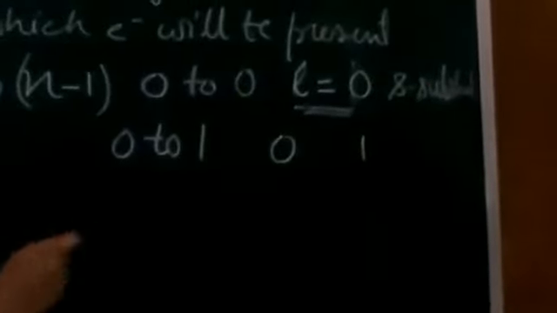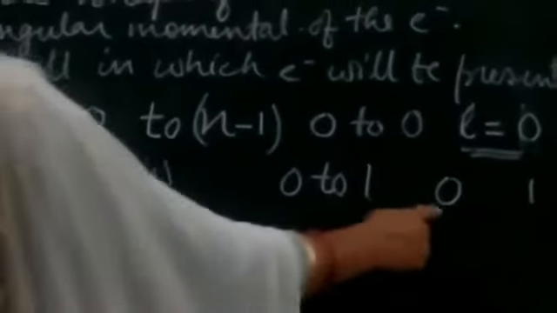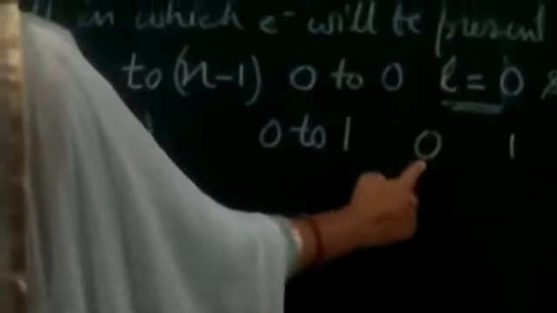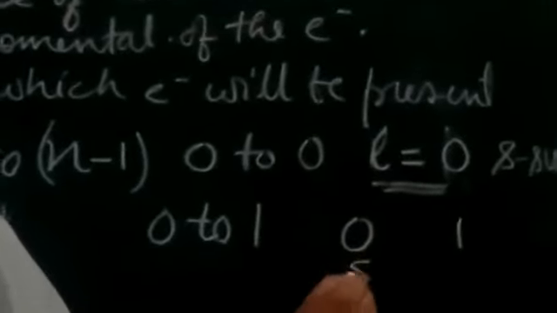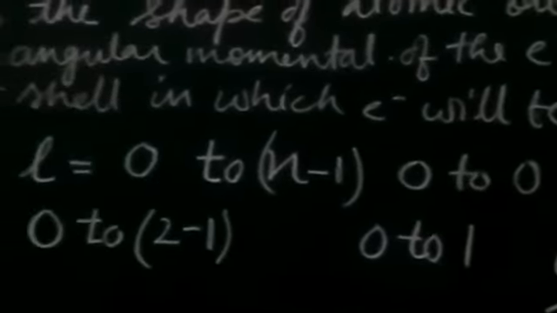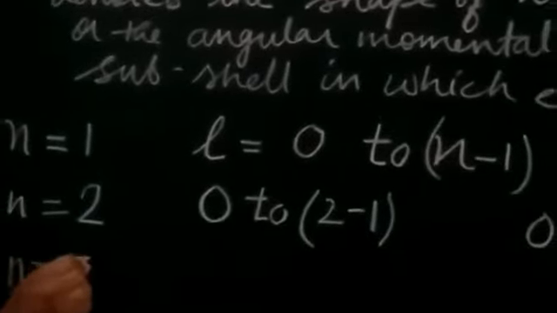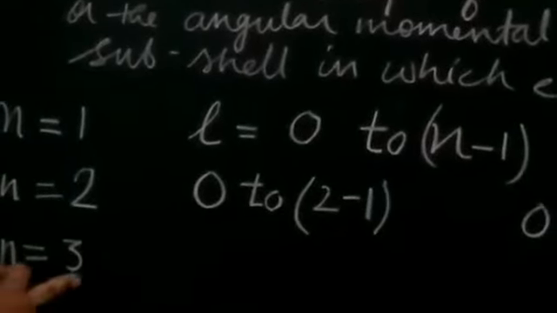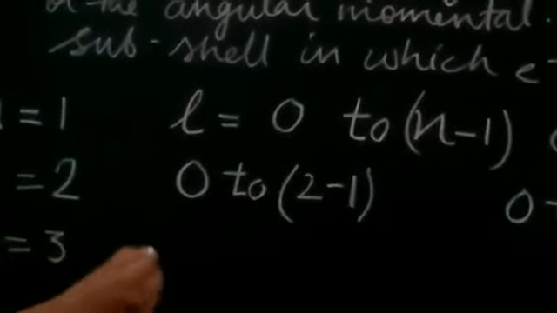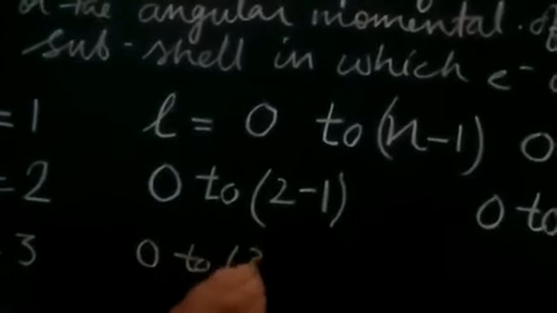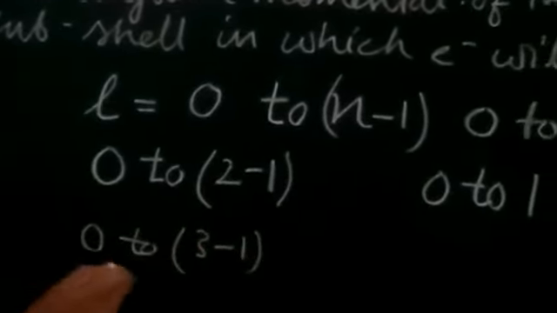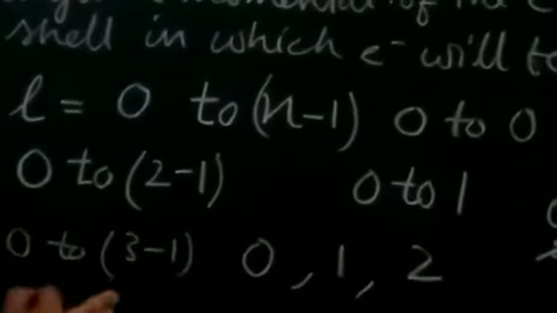Now similarly again for the second shell, we are having 0 and 1. So 0 will indicate the S subshell and 1 will indicate the P subshell. So this is S subshell and this is the P subshell, right. Now n equals to 3. So students, what are the possible values? It will be 0 to n minus 1, that is 3 minus 1. So how much will come? 0, 1 and 2. 0 to 2.